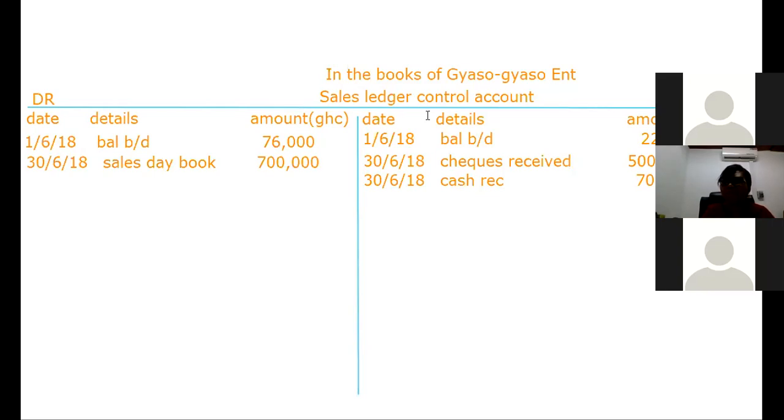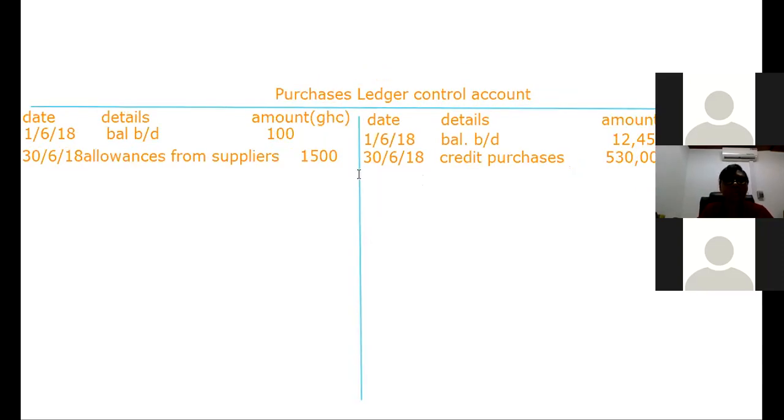Joe, if you don't hurry up, we are in a hurry. Madam, it will be in the purchases ledger control account, and it will be debited. Are we correct? Yes, madam. Okay. Is discount what? Received. Discount received. How much is it? 11,000.